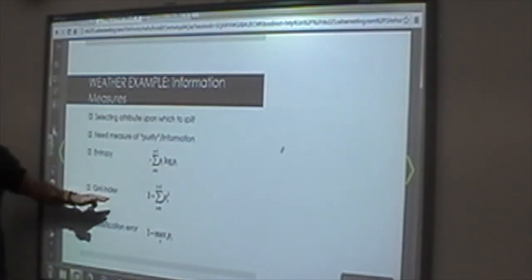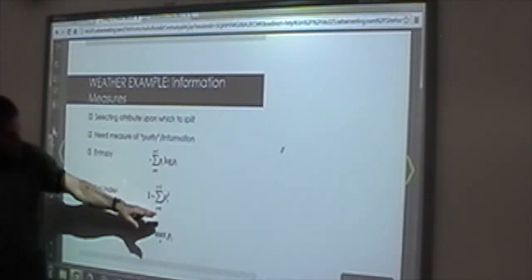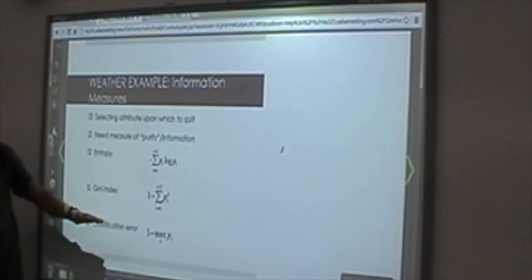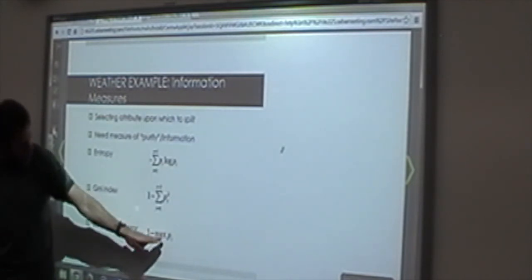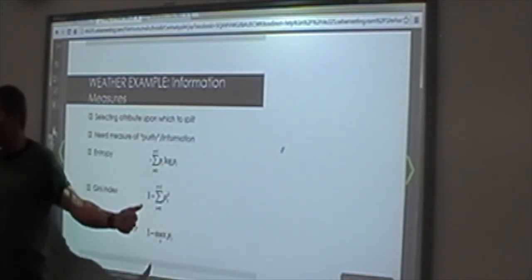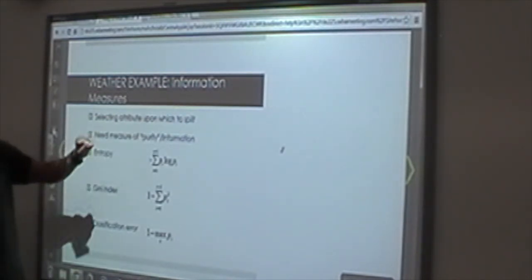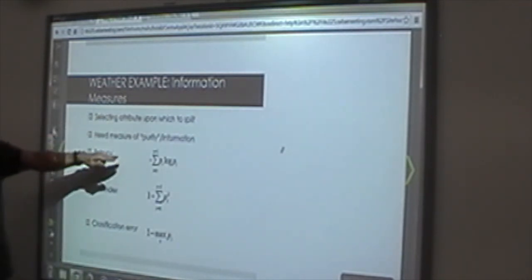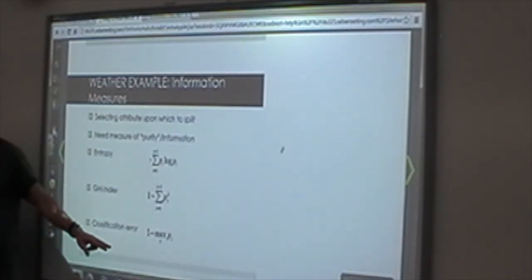For the Gini index, the summation goes over the same range, you're summing again over all your classes. Here I'm just squaring the probability, and I take 1 minus that. Classification error is a simpler measure. It's 1 minus the max over all the classes of p sub i. Now, I didn't put this into a slide. There's a lot of consistency, some correlation between these three measures.